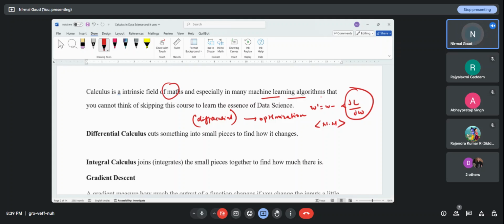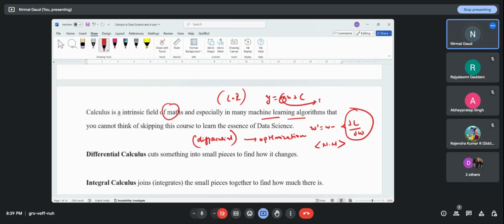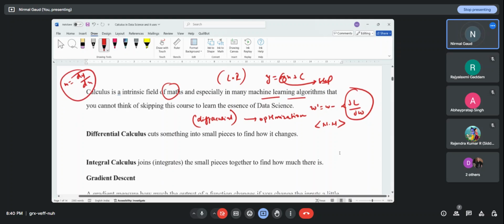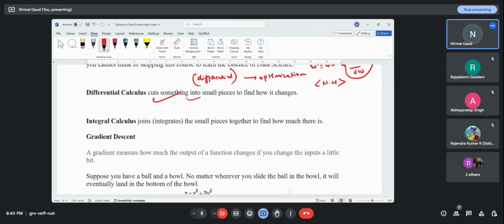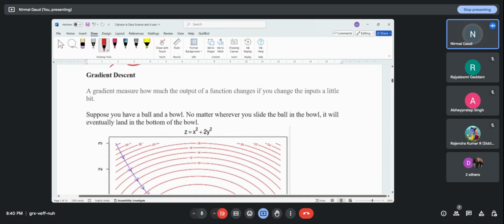Okay, in machine learning also, we will be starting our linear regression. There, I will be using this calculus, because in linear regression, we will be dealing with mx plus c. What is m? Slope. And what do we call a slope? What is slope? That is dy by dx. That's what the slope is. All right. So differential calculus cuts something into small pieces. Integral again joins it, and we have this term.